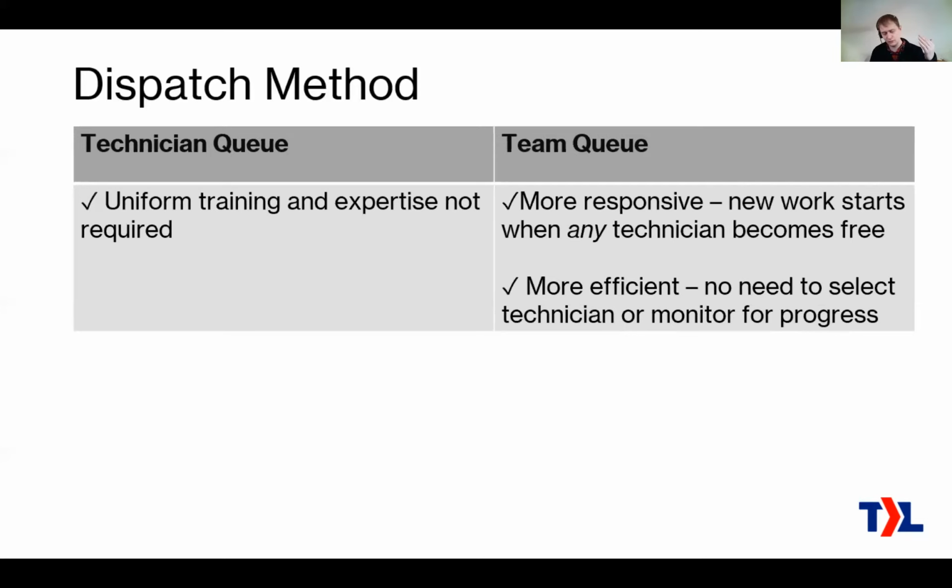You don't assign that work to a single technician, and if that one technician gets bogged down with something, then their entire queue just stops. That never happens, because the queue keeps moving as long as any technician is grinding through their tickets. So it's always responsive, and it's more efficient, because there's no need for the dispatcher to select the technician to do the work.